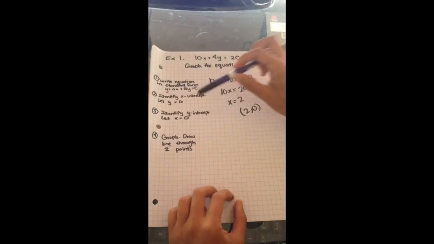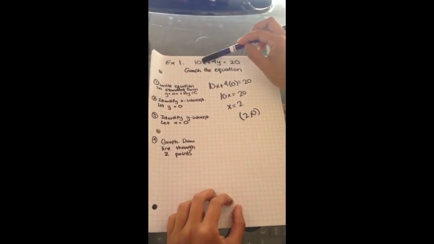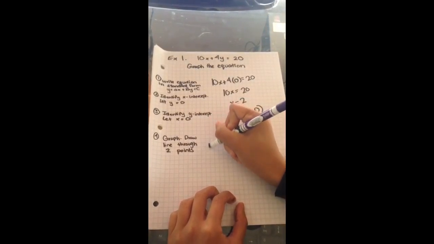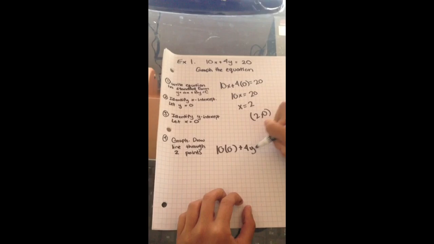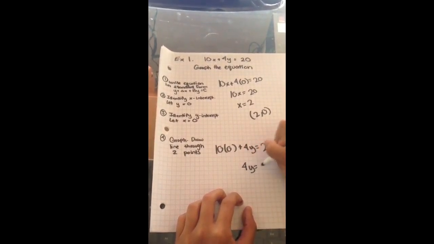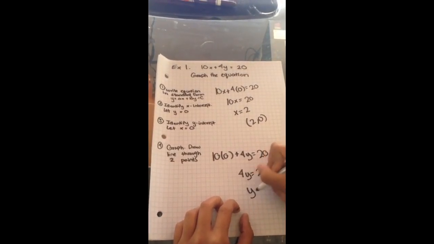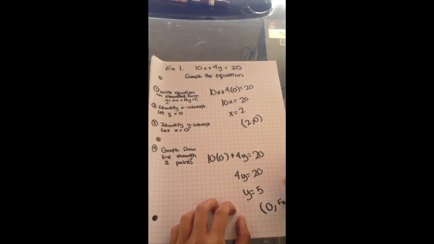Our third step is to identify the y-intercept. So let x equal 0. So now we substitute x with 0. So it'll be 10 times 0 plus 4y equals 20. So it'll be 4y equals 20. And y would be 5. So this is our second point in the graph.